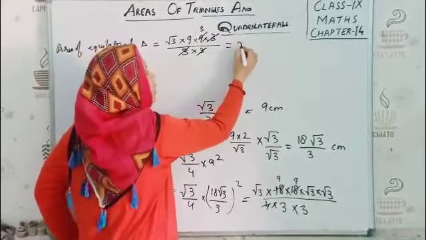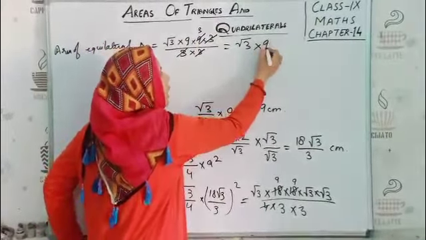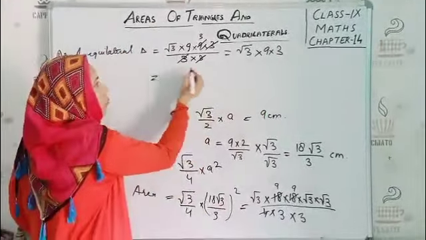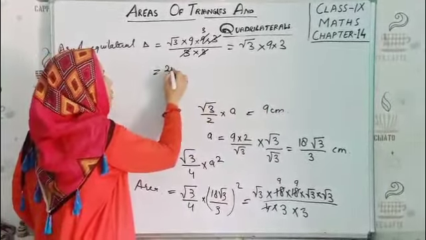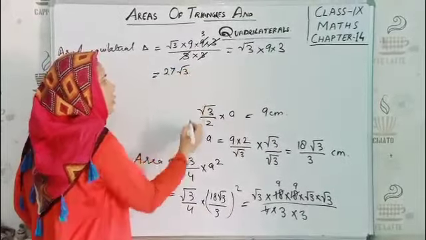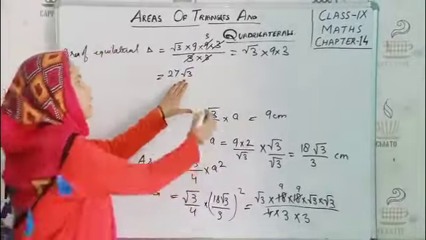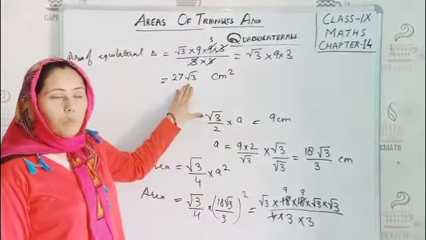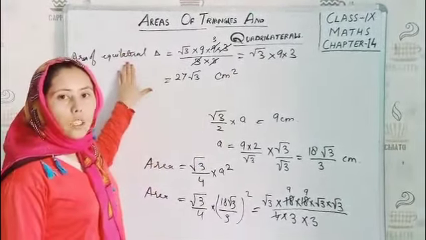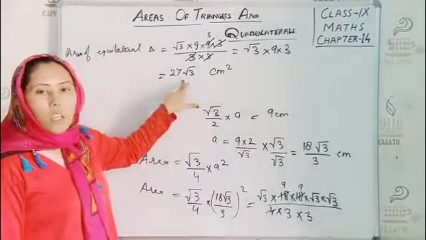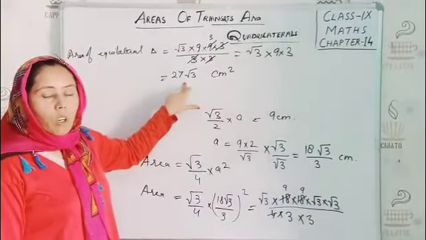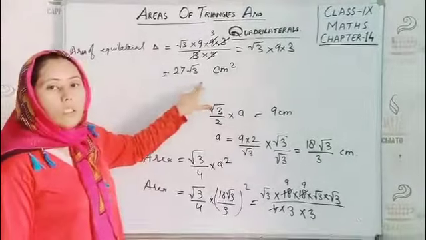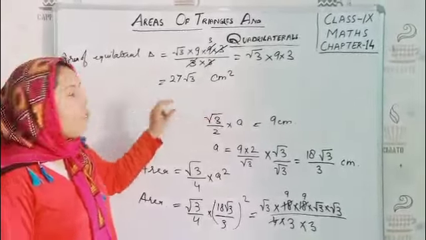So you will get root 3 into 9 into 3. Now multiply them. 3 9s are 27 root 3. But in the question, centimeter square will be the answer. Okay, they said you to find the area of an equilateral triangle. This is the area of an equilateral triangle. But the value of root 3 is given. So we will put the value of root 3 in this.